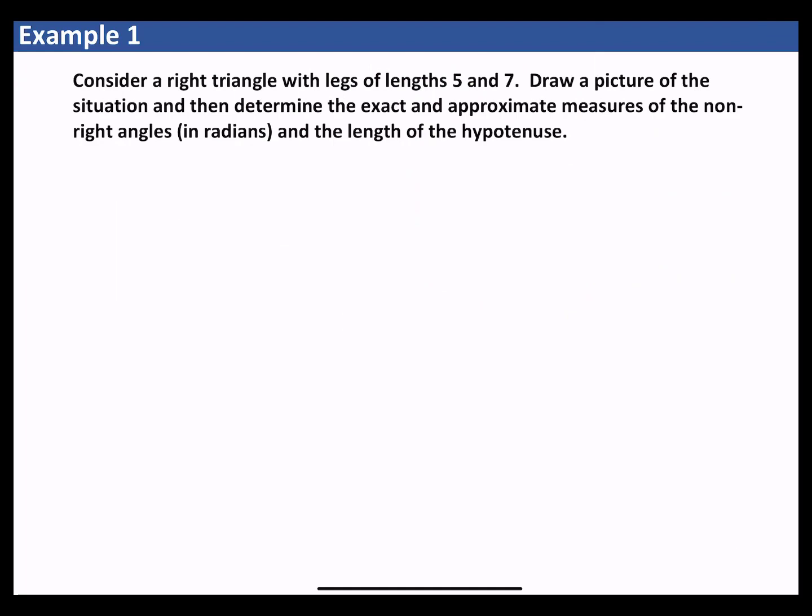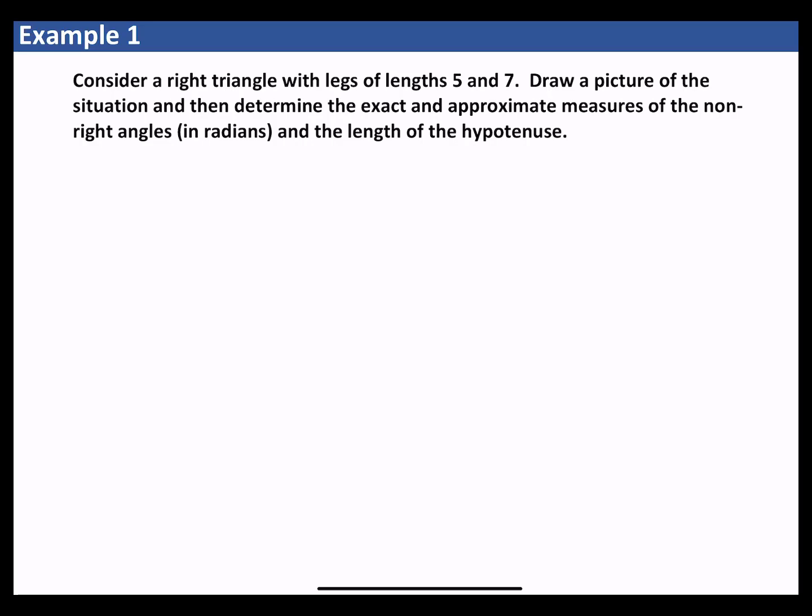So example 1, consider a right triangle with legs of lengths 5 and 7. Draw a picture of the situation and then determine the exact and approximate measures of the non-right angles in radians and the length of the hypotenuse. Pause the video and try to set this up on your own.